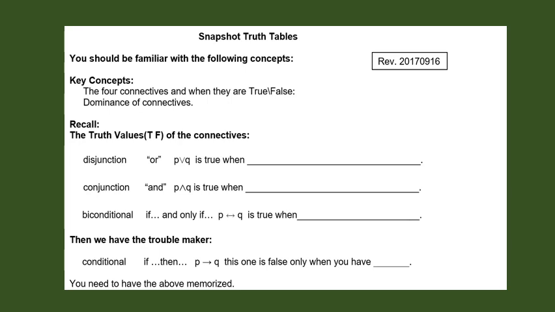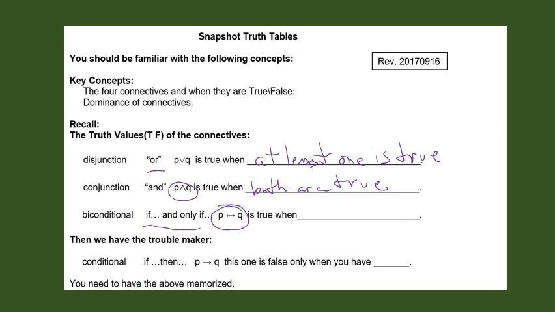then watching the video. Or is true when at least one is true. All right? You need at least one of these to be true. And is true when both are true. The if and only if is true when both of these have the same truth value.